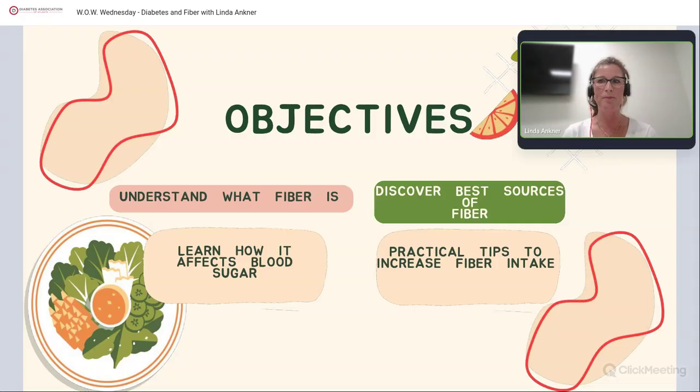Important nutrient for blood glucose control.